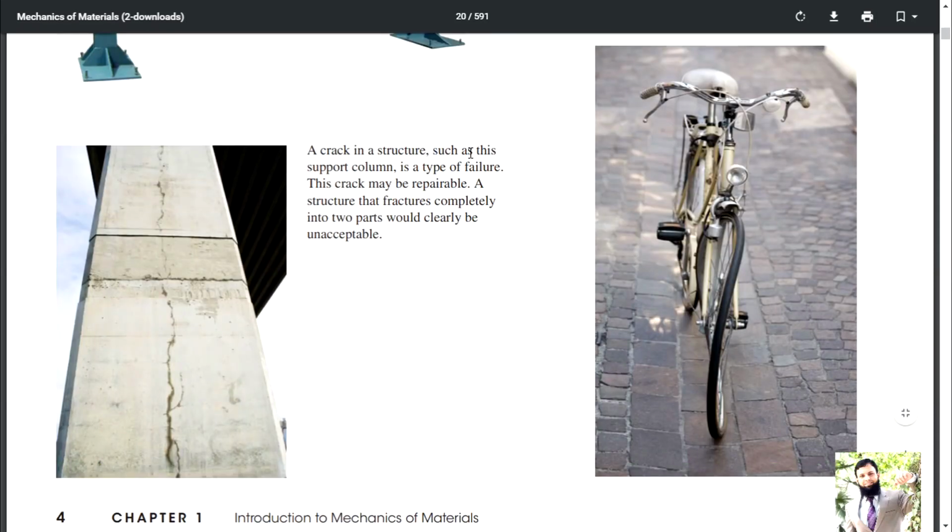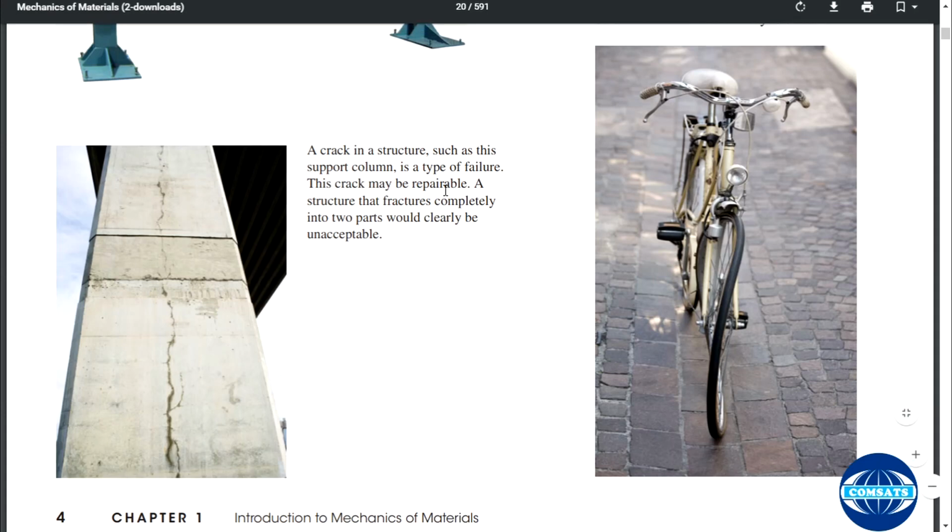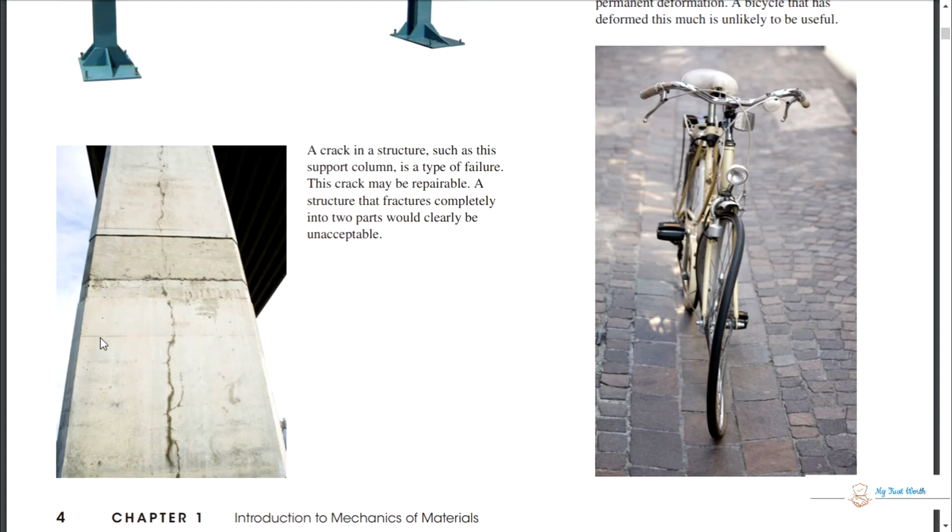And a crack in the structure, such as this support column. This crack may be repairable. There can be fancy repairing or maybe ordinary labor repairing. Whatever the case, consider a structure that fractures completely into two parts. Can we decide that this is a fracture into two parts? No. Just by visual inspection, you cannot decide that this crack is separating the member into two parts. There are very deep analyses for this, forensic analysis.